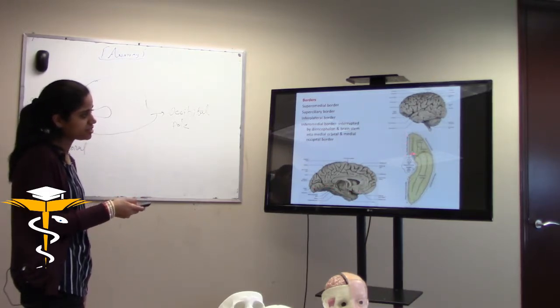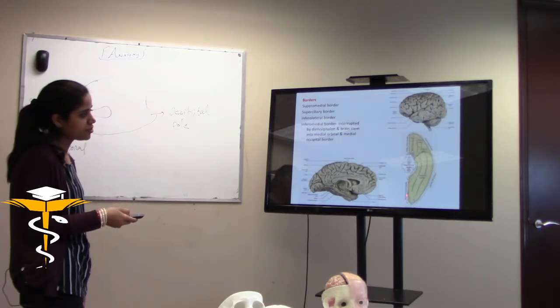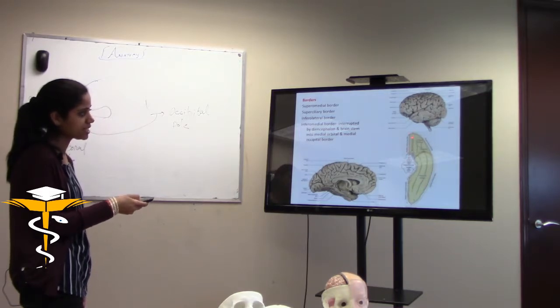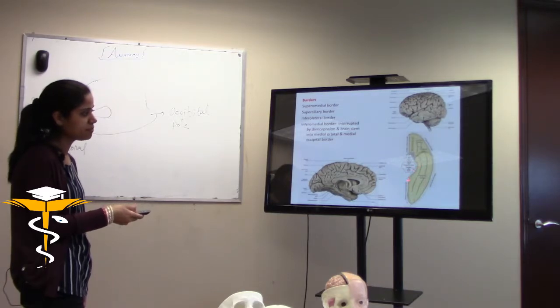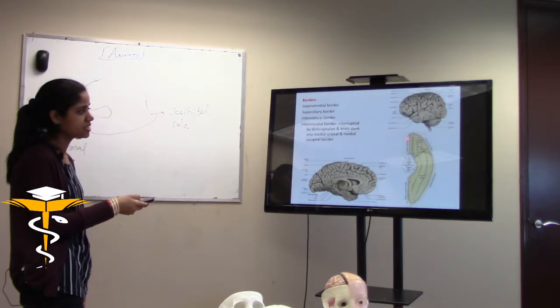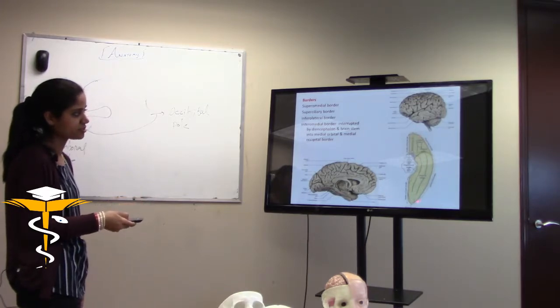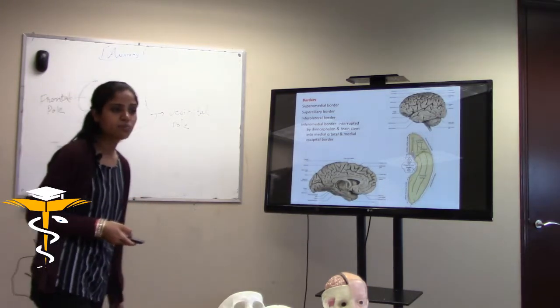Again, this is your inferomedial border, which starts from the frontal pole, runs directly and vertically back, making an indentation and enclosing the midbrain, and ends at the occipital pole. So this is the inferomedial border, whereas this is your inferolateral border. So these are the three borders of the cerebrum.